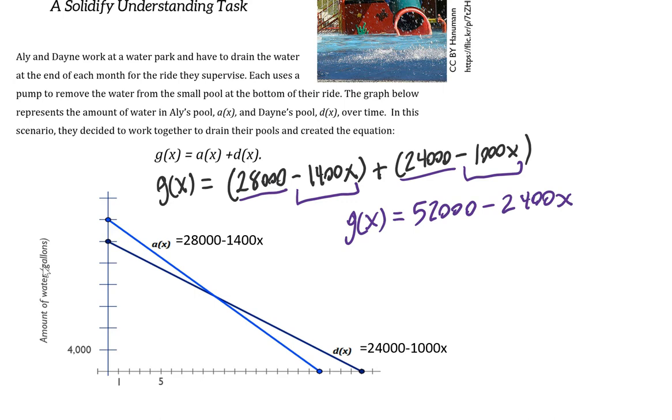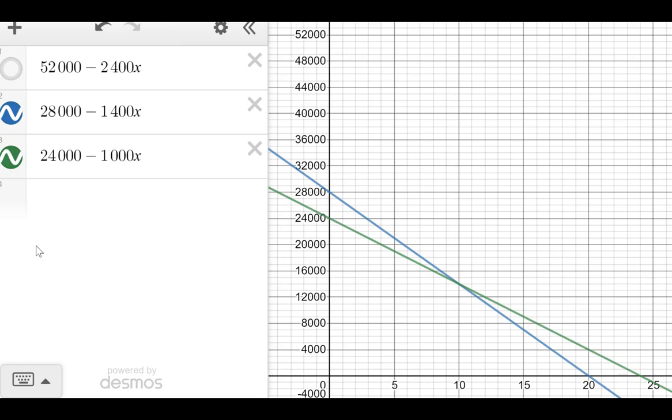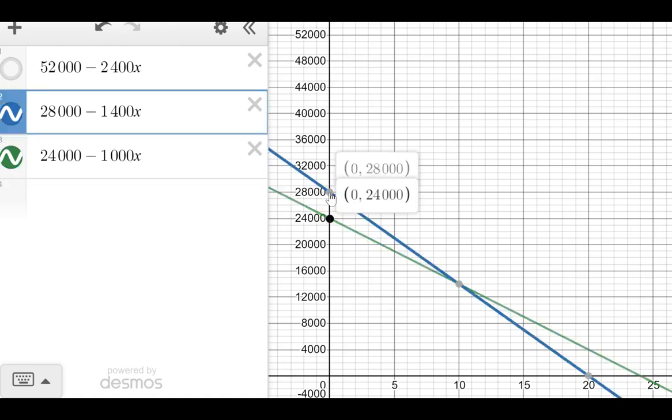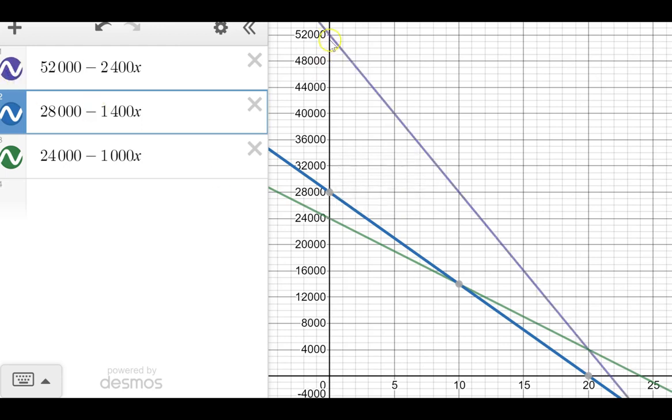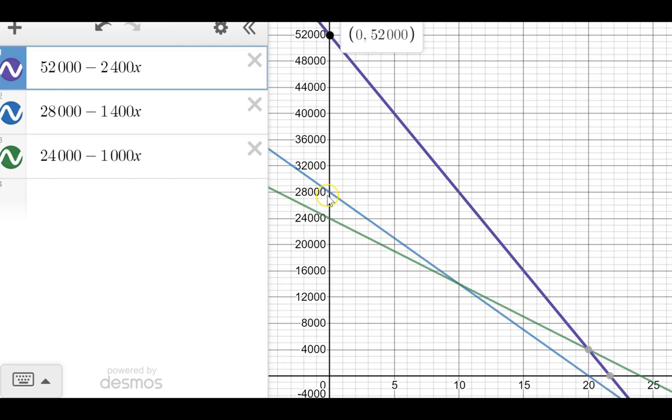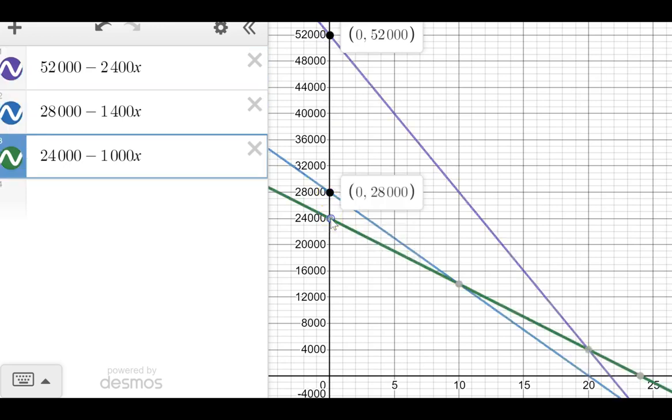And so we want to generate a graph of g of x on new axes. And so here I have a scale that's going to accommodate the size of this new graph. So you can see if Dane's pool had 24,000 and Allie's pool had 28,000, then together the total amount of gallons they needed to drain was 52,000. So the sums of the two y-intercepts for Allie and Dane separately add up to be the y-intercept for this new function representing both pools.